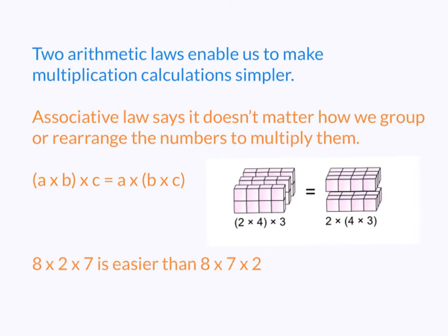And we can make use of this to order calculations in a way that makes more sense or is easiest for us to accomplish. So if I have 8 times 2 times 7, this would give me a calculation of 16 times 7, which is not particularly easy to do in your head. But if I rearrange those numbers, so I have 8 times 7 times 2, then 8 times 7 is 56, and 56 multiplied by 2 is a simple calculation, just using doubling.